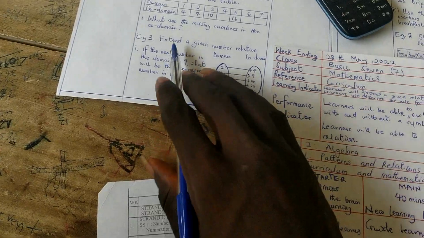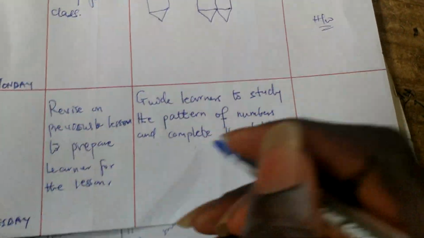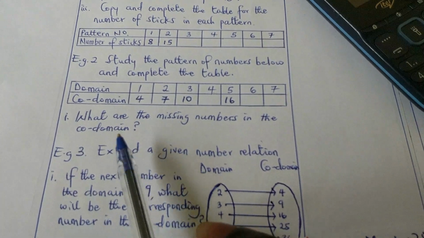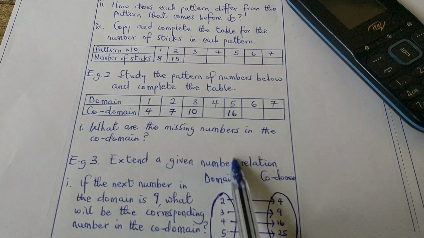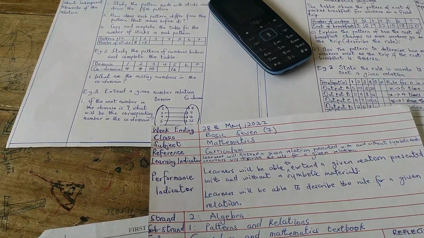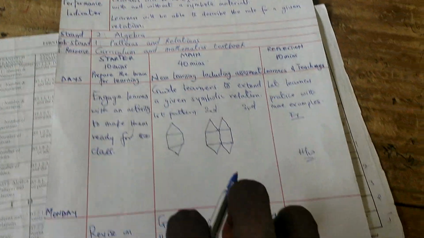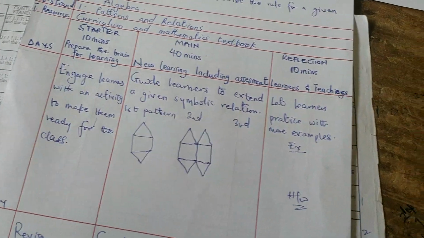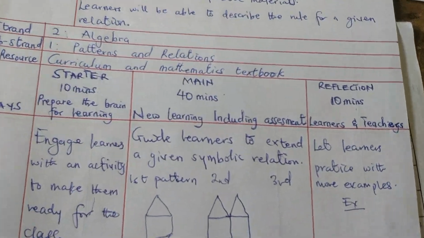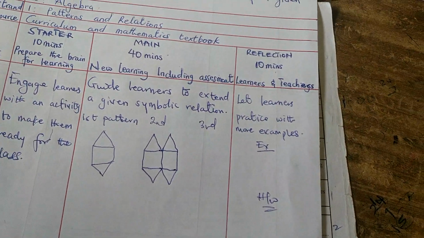Okay, again too, we have here, it said extend a given number relation. So looking at the time, if you think you can teach that one, you write it. Guide learners to extend a given number relation. But if you think that within that time we cannot teach, you can complete only this one and you will not get to the other one, you can choose to take it to the next day.